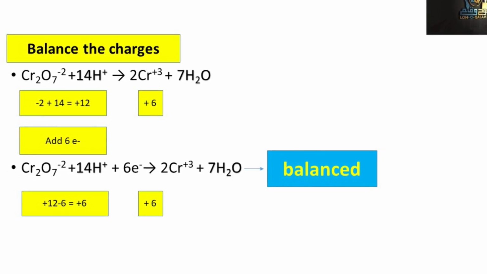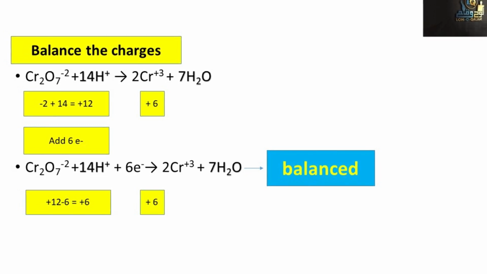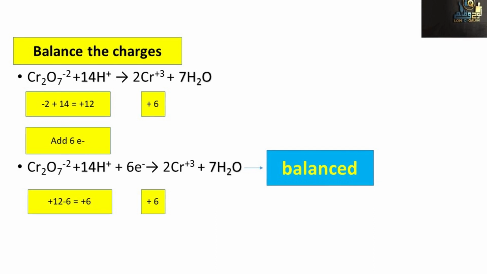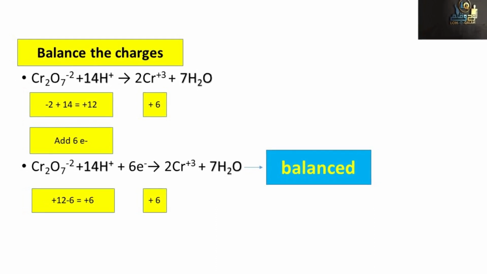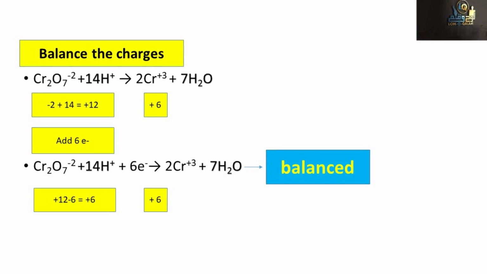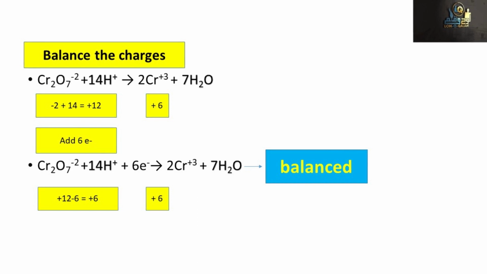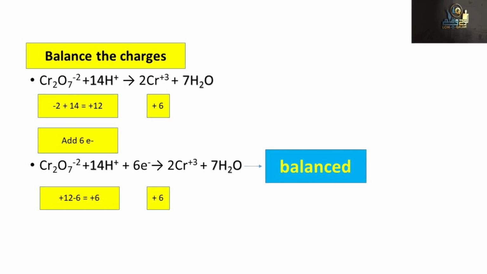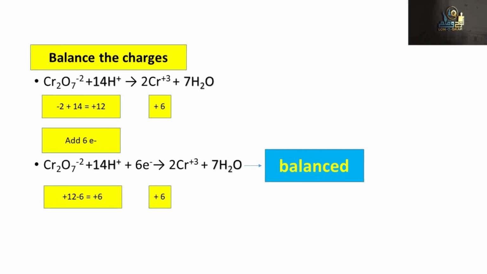On right side there is +3 charge on chromium ion. When it is multiplied by its coefficient, it is +6. So, +12 on left and +6 on right. To balance these charges on both sides, add 6 electrons on left. After adding 6 electrons on left, there is +6 charge on both sides. So the equation is balanced now.